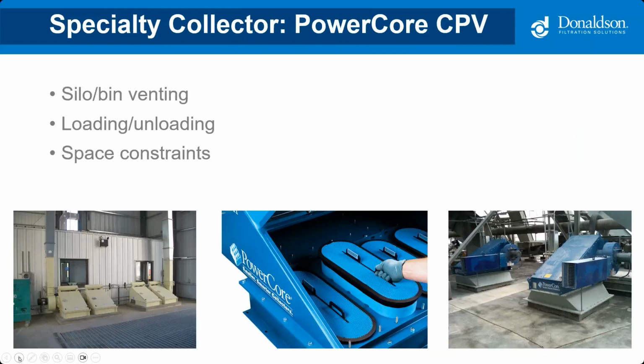And then the last type of specialty collector, you've seen this in several pictures already, but it's a CPV or bin venting style collector. So the CPVs are shown here. They're small, they're very economical in space. It takes a matter of minutes to change out the filters in one of these things.